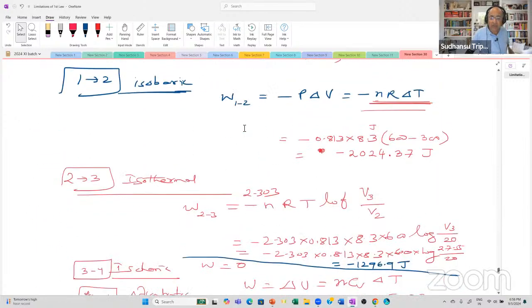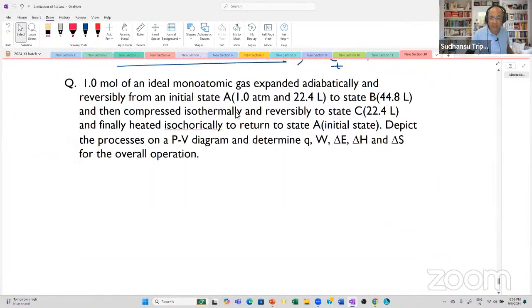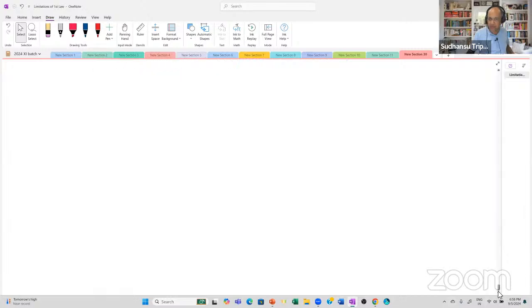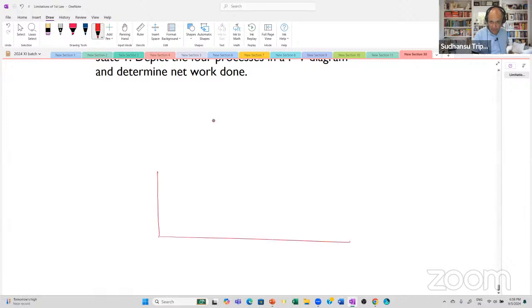Now, I have another follow-up question. Supposing we start at this point on the PV diagram and carry out compression, say 20 liter to 10 liter, backward. Then supposing I say these are the graphs, start from the same point.